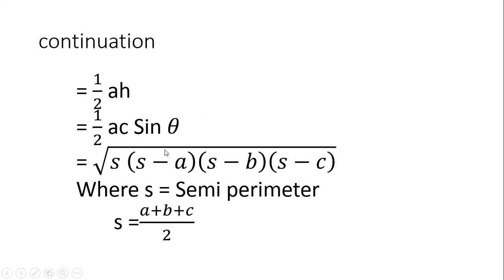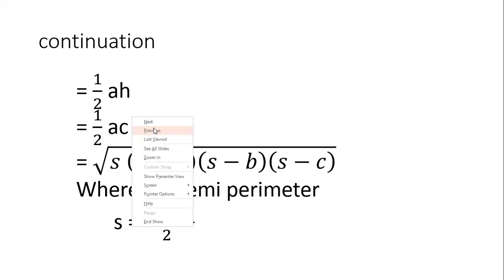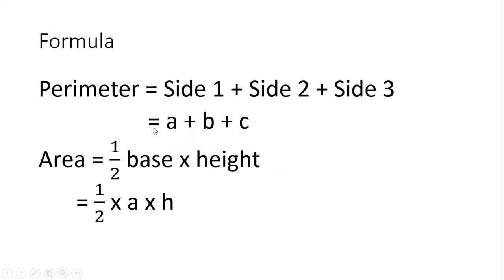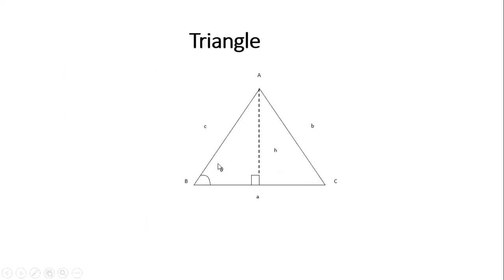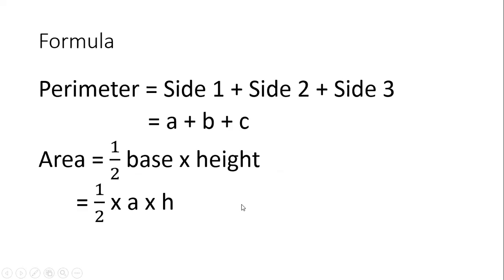And this formula is mostly used when you cannot find the height, you don't know the height, and an inclusive angle is given. Because if you go back now, you see the inclusive angle. You can see that this is the inclusive angle. That's the angle between A and C. The angle in between A and C is called an inclusive angle.